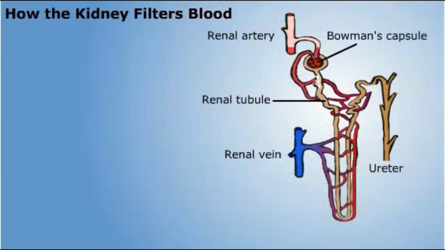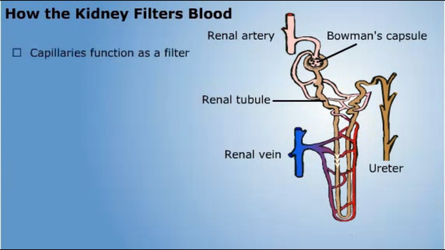If you look at the blood vessels of the nephron, you'll see that the arteriole leading away from the Bowman's capsule doesn't go straight to the renal vein. Instead, it loops and twists around the tubule. Blood entering the capsule is under high pressure. The capillary cluster acts as a filter, forcing water and salts out of the blood and into the tubule.